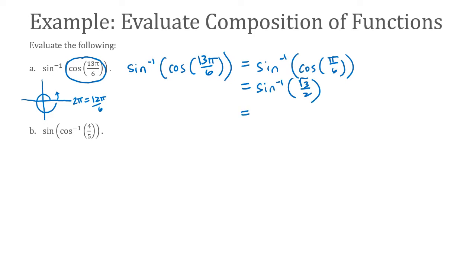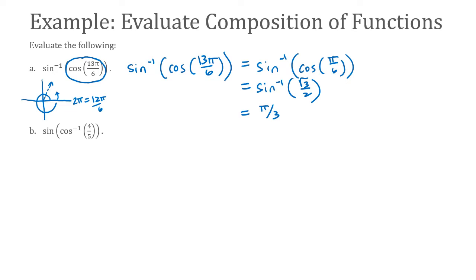And now to finish out this problem, I want the angle that produces a sine of square root of 3 over 2. And that angle is pi over 3. If you have a unit circle in front of you, then you see that up here at pi over 3 is a sine of square root of 3 over 2. All right, so that's part A.